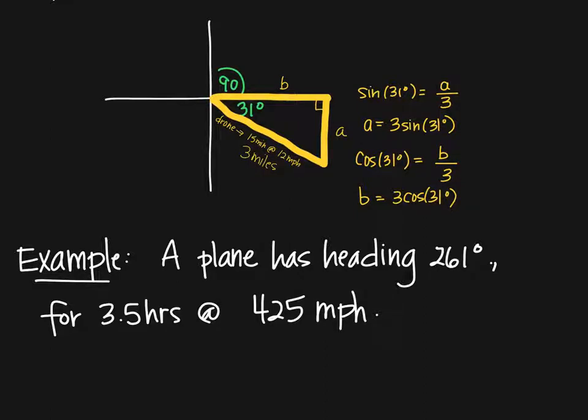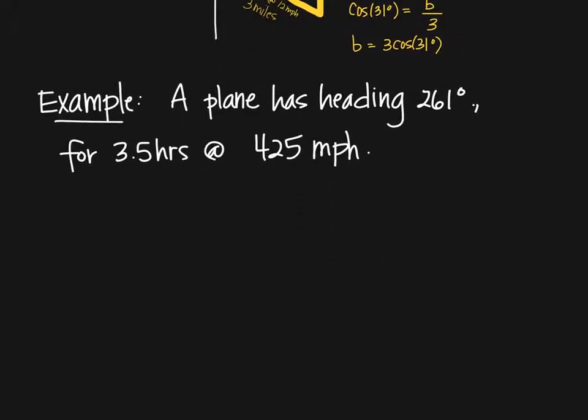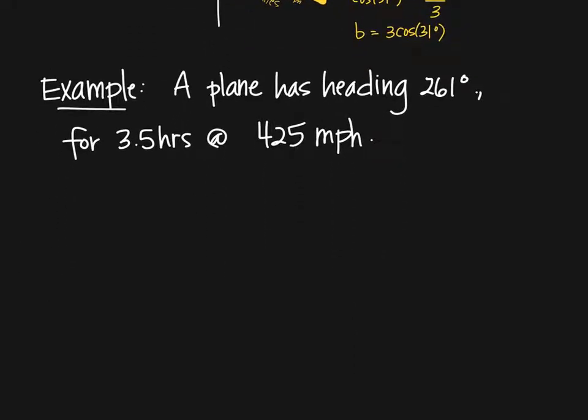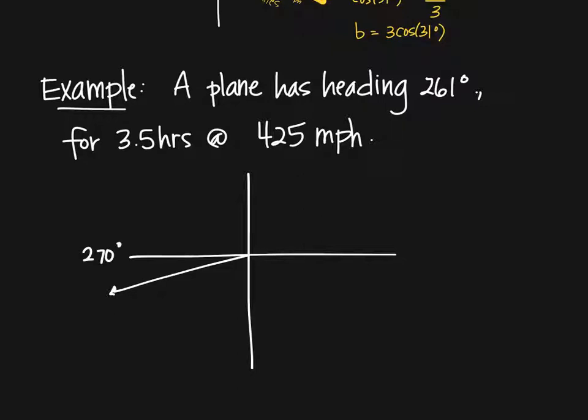So you want to start with the bearing. You want to get the bearing right, and then you can create your reference triangle from that. So a plane has a heading 261. It's pretty close to 270, but what quadrant will that be in? Quadrant 3. All right, 261 will be heading like that. We know that that's 270, so here's 261.